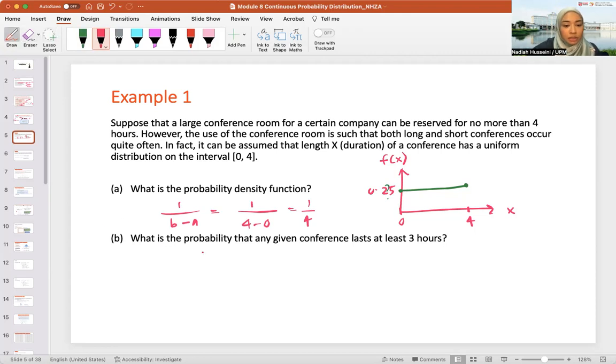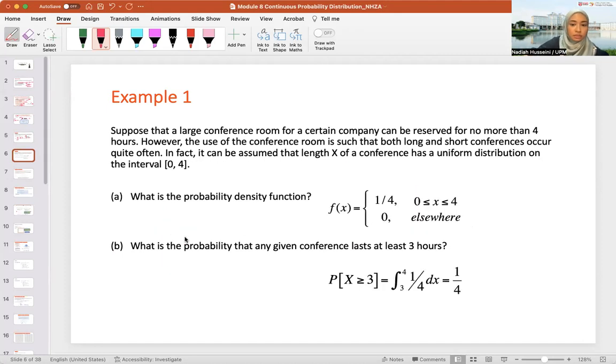Okay, what is the probability that any given conference lasts at least 3 hours? So when we're talking about at least, 3 has to be the minimum. So X must be greater or equal to 3, at least 3 hours. So it's going to be 3, 4 or more. But in this case, our interval only extends up to 4. So there's basically just 3 and 4. So now we're trying to find out what is X greater or equal to 3. So let's look at the solution.